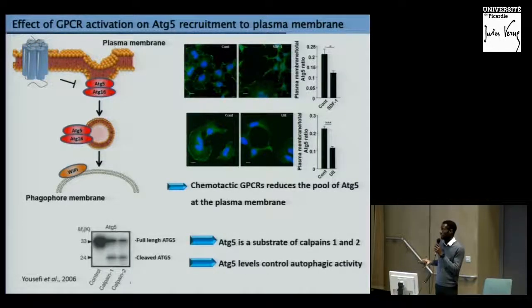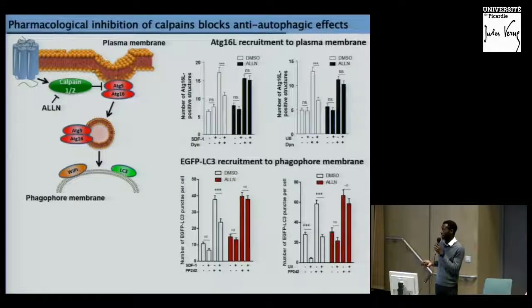Now, interestingly, earlier studies had shown that ATG5 could be the target of a protease called calpain, and cleavage of ATG5 by this calpain gives rise to a smaller fragment that can no longer take part in the formation of autophagosomes. So to test this theory, the involvement of calpains in our models, we treated cells with a calpain inhibitor, ALLN, and once again we looked at the recruitment of ATG16 to the plasma membrane or LC3 to the membrane of autophagosomes. Like before, we had a reduction of both recruitments after chemotactic GPCR activation.